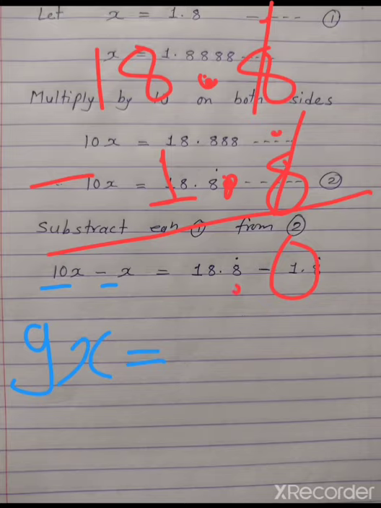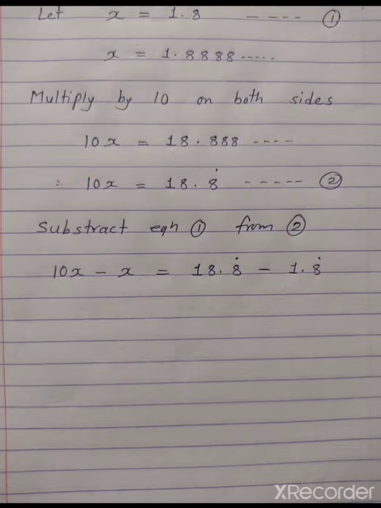Write down the next decimal point. Here the compulsion is to write this decimal exactly below the other decimal, and then write the remaining numbers towards left and towards right. After the subtraction, 8 minus 1 is equal to 7, and this one, so we get 17. So 9x is equal to 17.